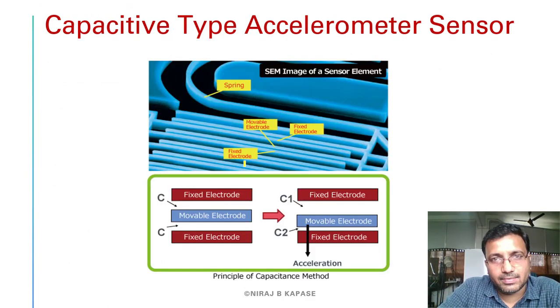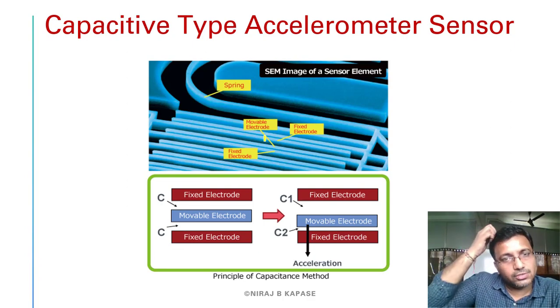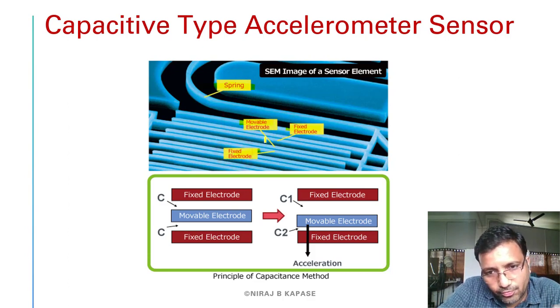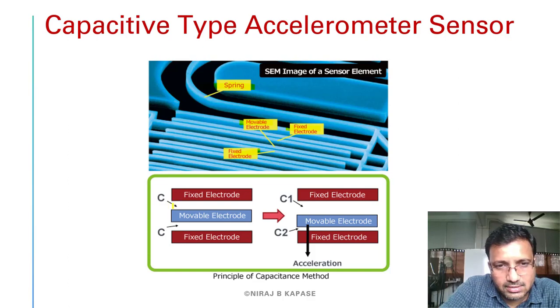So here is the structure of a capacitive type of accelerometer sensor. We have a fixed sensor, and there is a spring available. Then there are the movable electrode and the fixed electrodes. The movable electrode is moving. In this case, this is the fixed electrode, and the distance between the fixed electrode and the movable electrode is fixed. No acceleration is applied on this particular side.